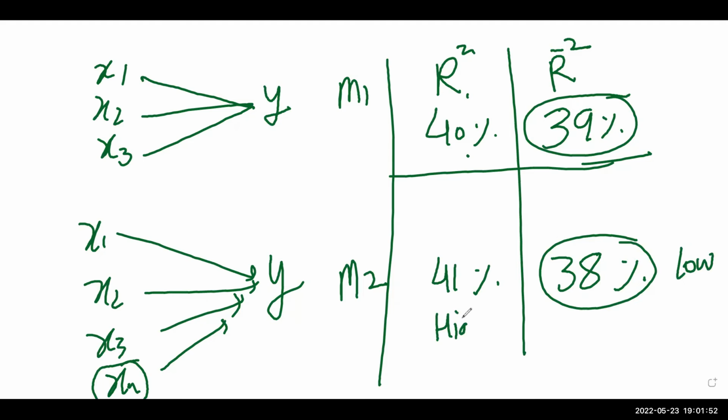So there is confusion about which model is good. This is low and this is high. So R square is increasing here and R square is decreasing here. So finally, we have to check the adjusted R square.